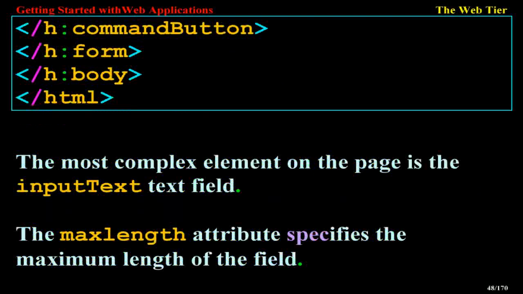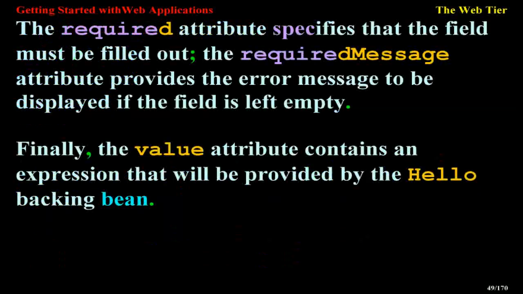The maxlength attribute specifies the maximum length of the field. The required attribute specifies that the field must be filled out. The requiredMessage attribute provides the error message to be displayed if the field is left empty. Finally, the value attribute contains an expression that will be provided by the hello backing bean.